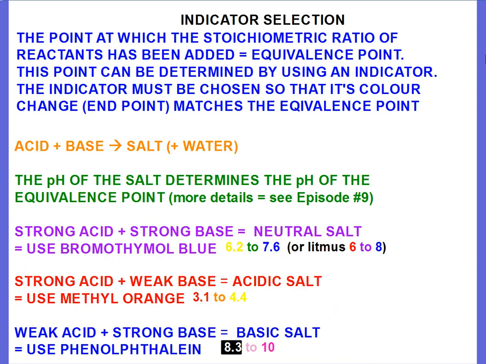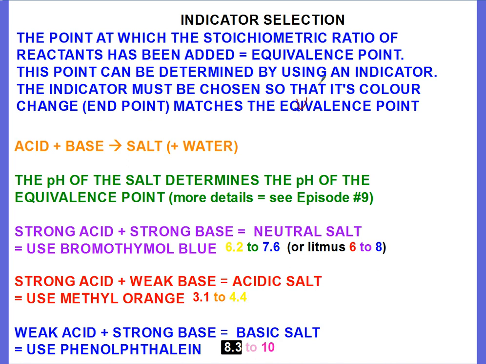Indicator selection is a key concept when we're looking at titrations. You need to know that the point at which the stoichiometric ratio of reactants has been added is called the equivalence point, where the acid has just exactly neutralized the base, and that point can be determined by using an indicator. The indicator must be chosen so that its color change or endpoint matches the equivalence point, and hopefully you're going to spell equivalence point correctly.